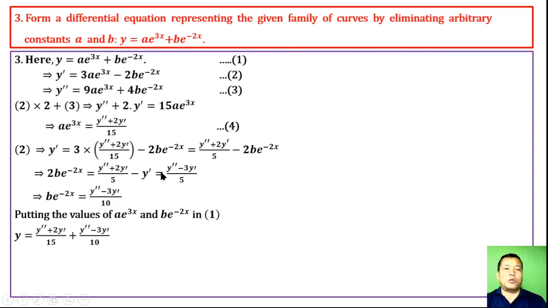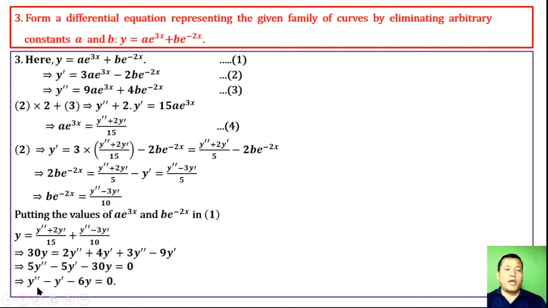Multiplying both sides and simplifying, we divide by 5 and get y double dash minus y dash minus 6y equals 0. This is the required differential equation, as it does not contain the arbitrary constants a and b, and it contains derivatives of the dependent variable with respect to x.